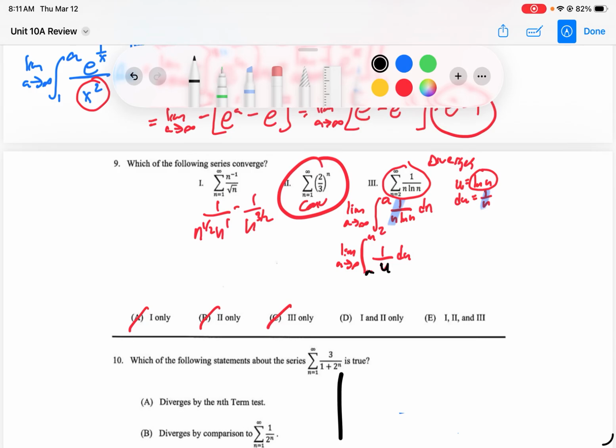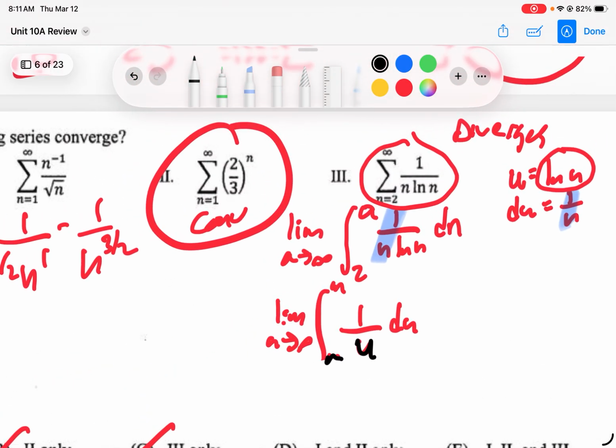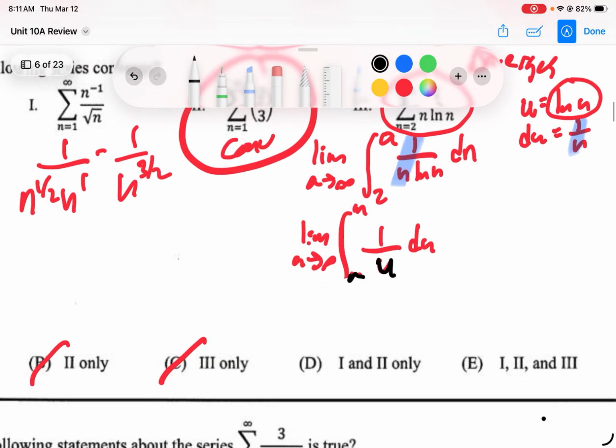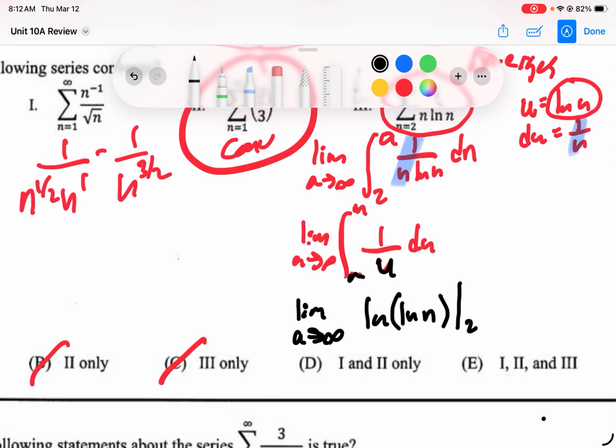All right, so to finish up this problem, we were testing to see if this third one converged. So we're doing the integral test. At this point, I would say I'm going to integrate 1 over u, which is keep this limit as a approaches infinity. The antiderivative of 1 over u is the natural log of u, but I'll go ahead and plug in with the natural log, or what u was, which was natural log of n. And we're going to evaluate that from 2 to a.